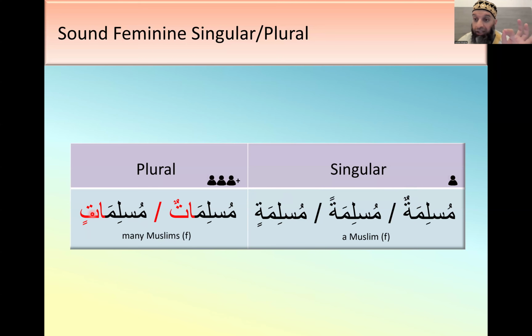There's no muslimatan. There's no double fatha. There's no plural sound feminine that has an atan. No. It's either atun or it's atin. You just have to learn it. So are we happy with that? Una and ina is for males, plural. Atun and atin is female, plurals.